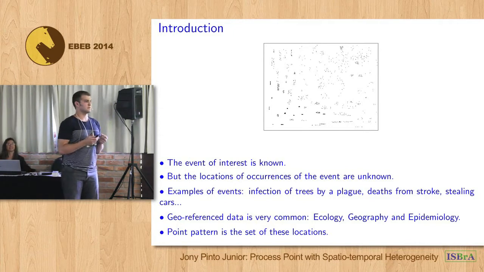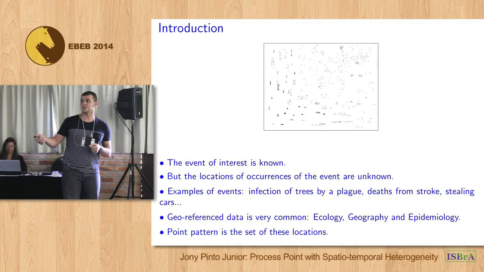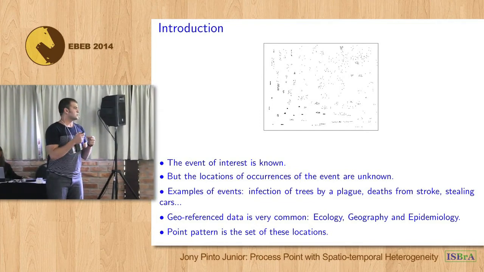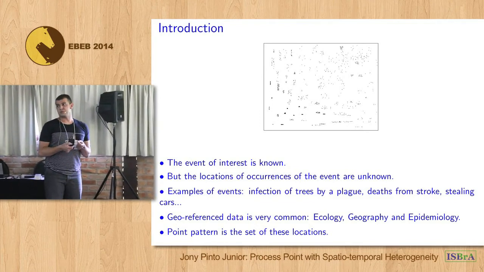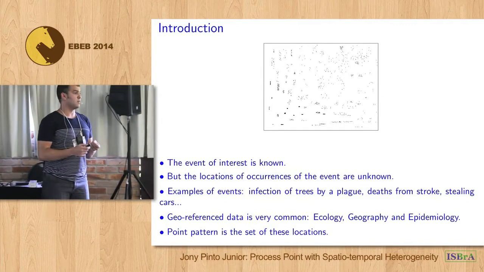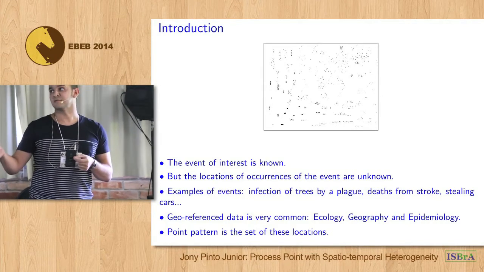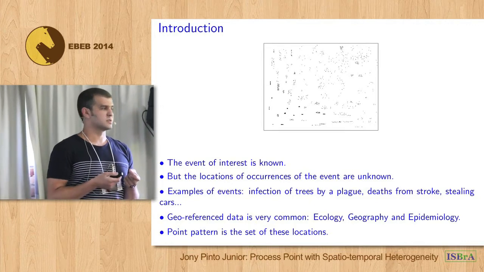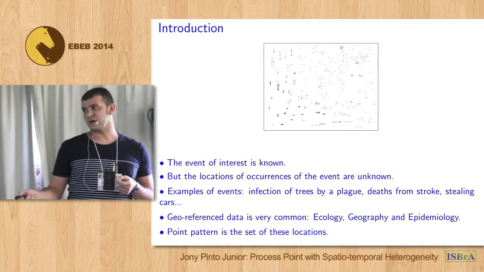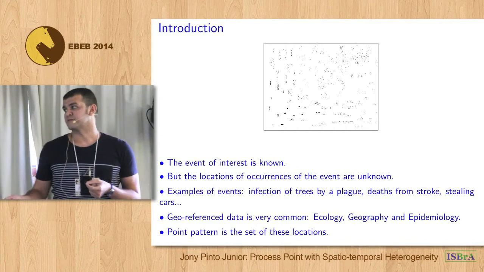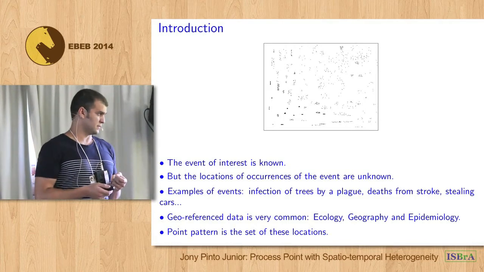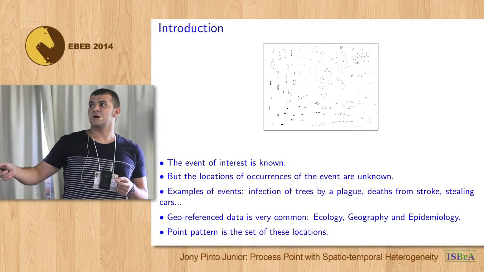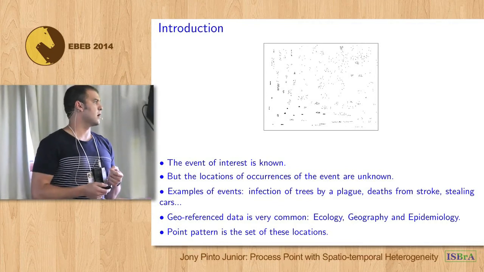Suppose we observe a particular event in an area of interest like that one. The event is usually known, but the locations of occurrences of the events are unknown. As examples of events, we could cite infections of trees by a plague, deaths from stroke, or stealing cars. And the set of these locations is called a point pattern.